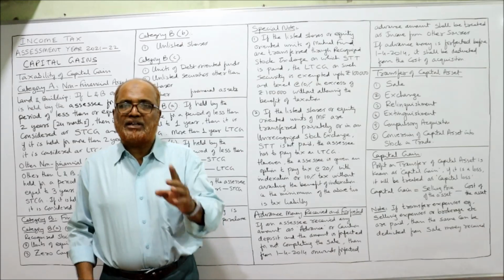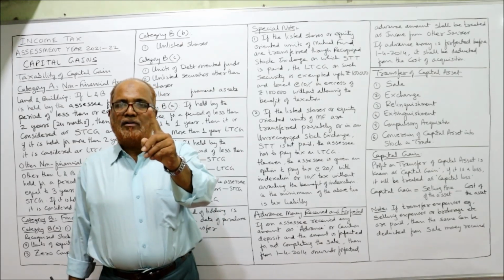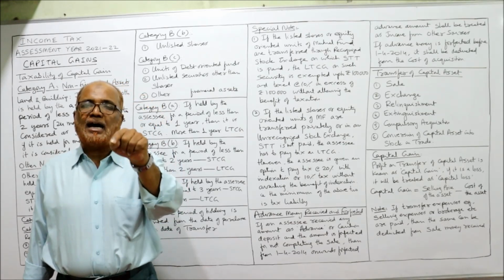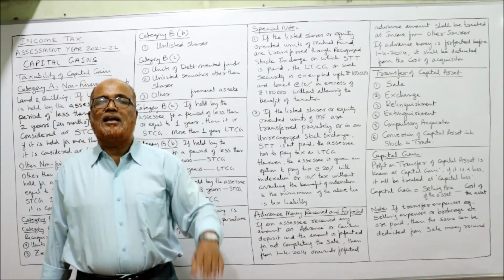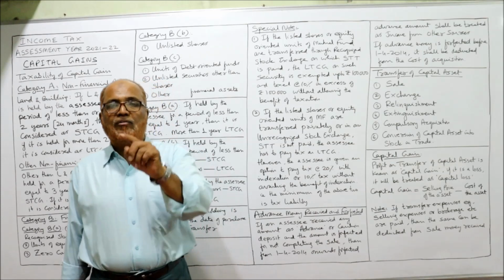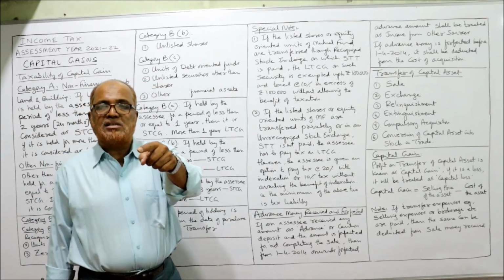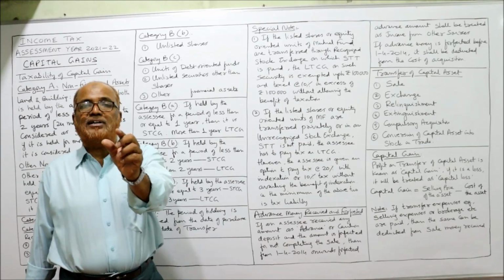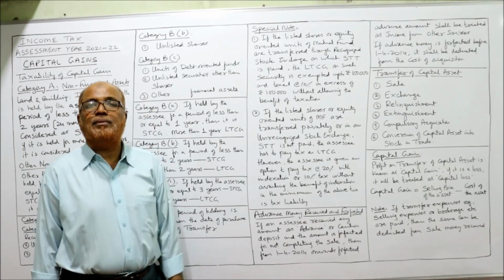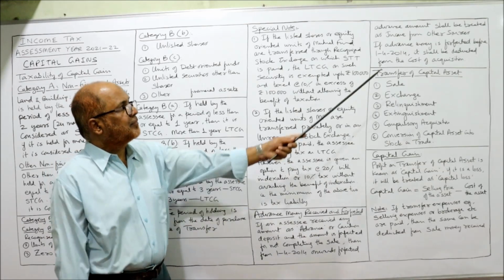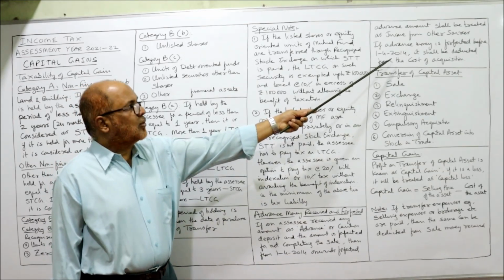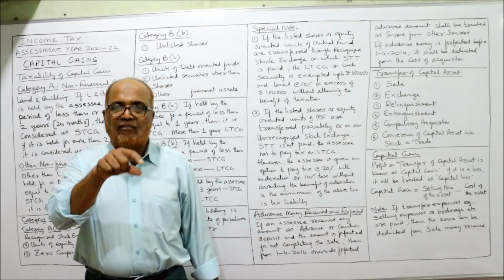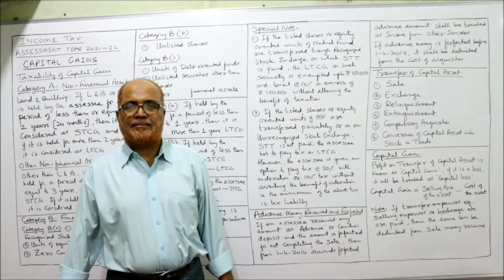Mr. X has forfeited 1 lakh rupees from Mr. Y. This 1 lakh rupees forfeited is taxable in the hands of Mr. X under the head income from other sources. However, if the forfeited amount is received after 1/4/2014, then this forfeited amount will be deducted from the cost of acquisition. From the cost of acquisition. This is the rule regarding amount received as advance and forfeited.